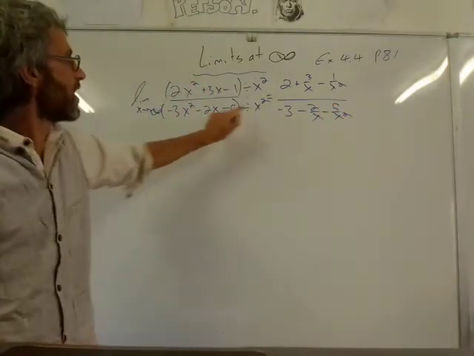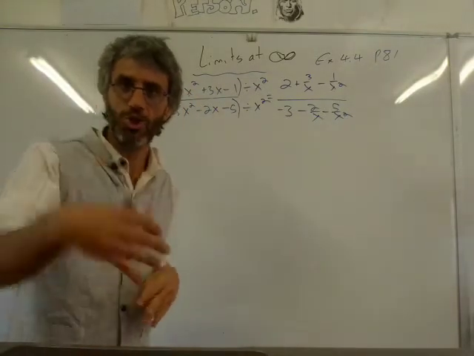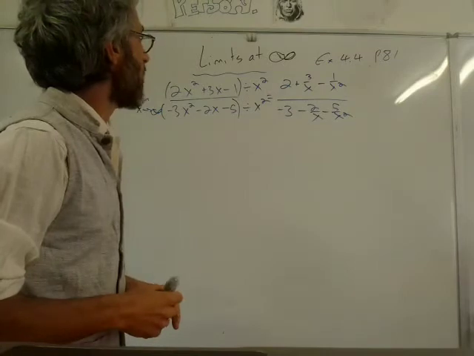All I did is divide each one of these terms and these terms by x squared. I can do it, right? Whatever I do to the top, I do to the bottom. What did I achieve with that?